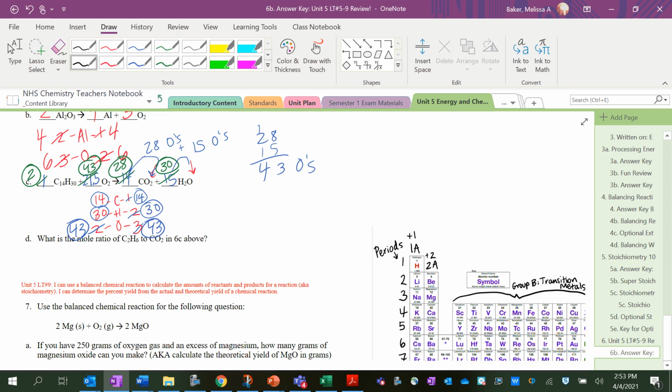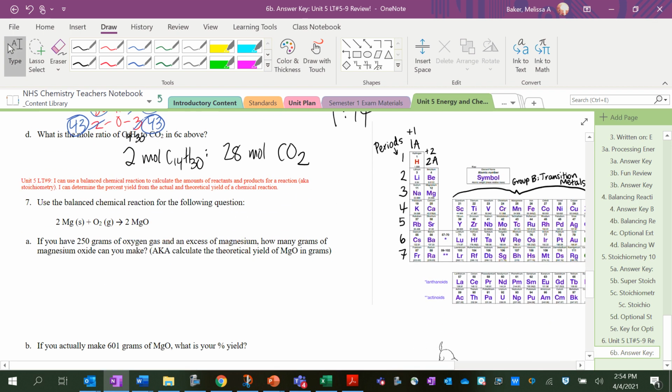Then there's a simple mole ratio question. What is the mole ratio of C14H30, is what that's meant to say, to CO2? So that would be 2 moles C14H30 to 28 moles CO2, which is the same as a 1 to 14 ratio if you simplify that.